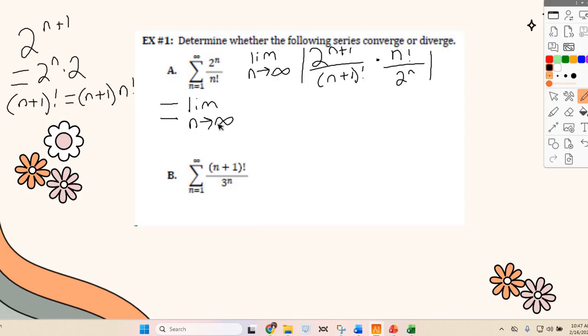Are we okay if I drop my absolute values? Do you agree that exponents and factorials are going to be positive? Yes. So my first one is now going to become 2 times 2 to the n. My bottom will become n plus 1 times n factorial. Which is helpful because now what happens? We can reduce some things. My n factorials reduce and my 2 to the n reduces.